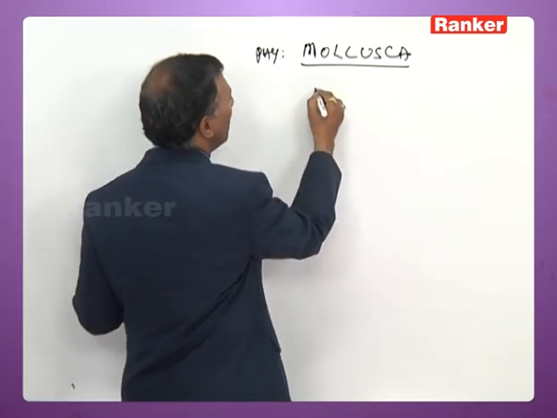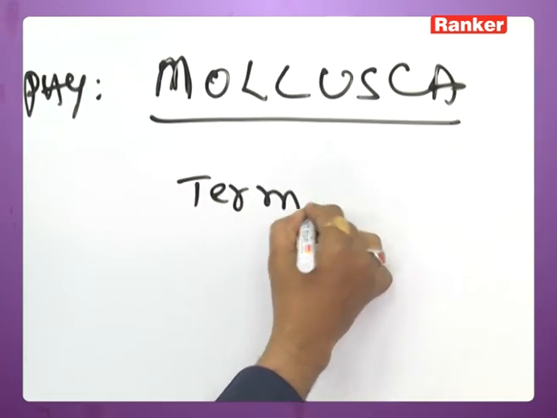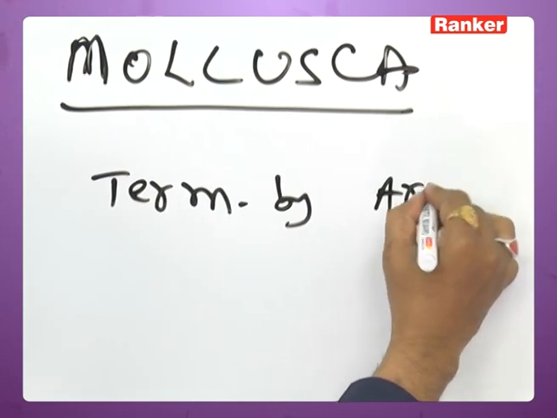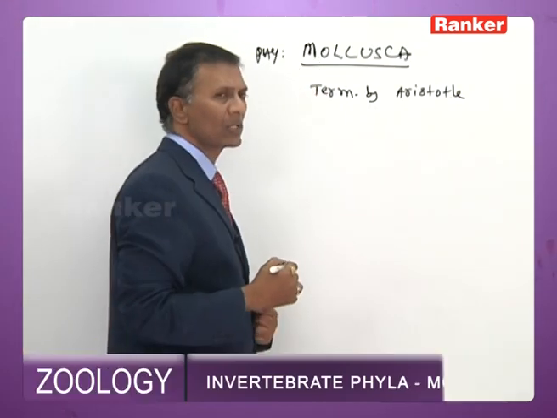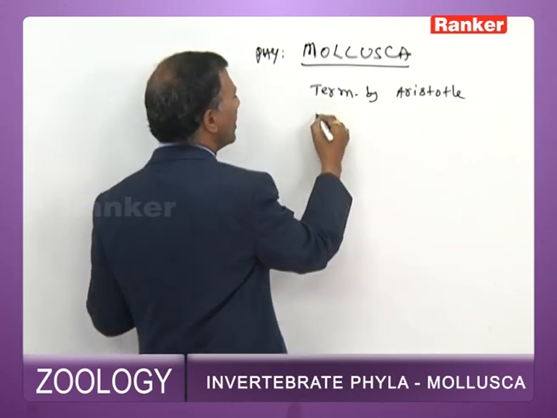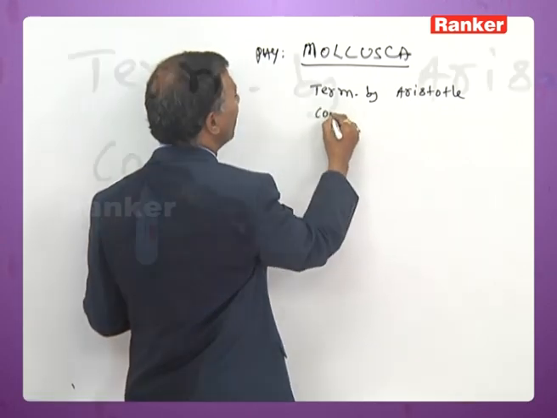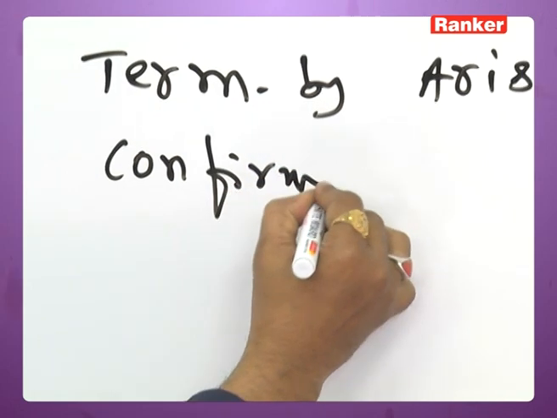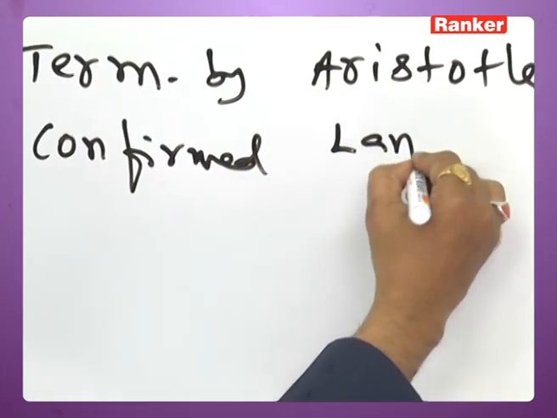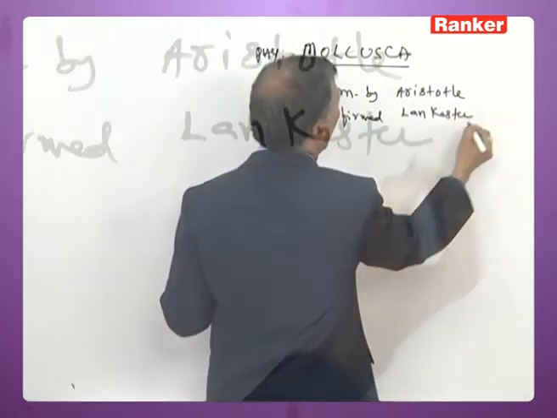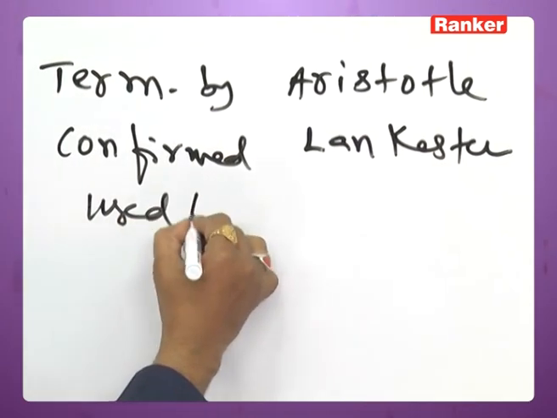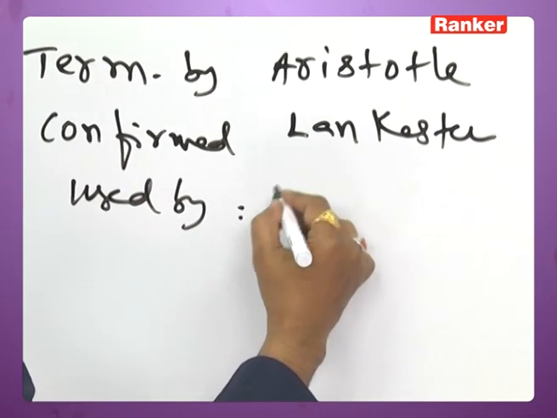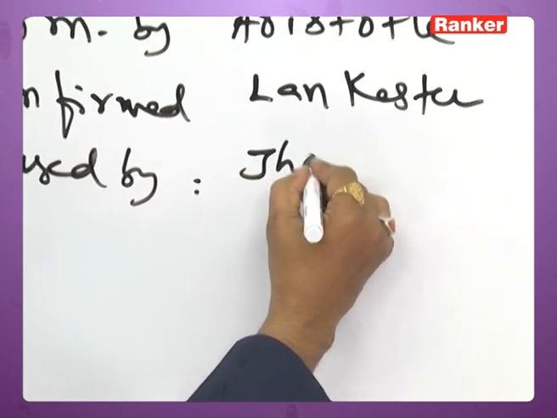The term Mollusca was coined by Aristotle. It was later on confirmed by Lancaster, and it was put into practice, that is, it was used by Johnston.